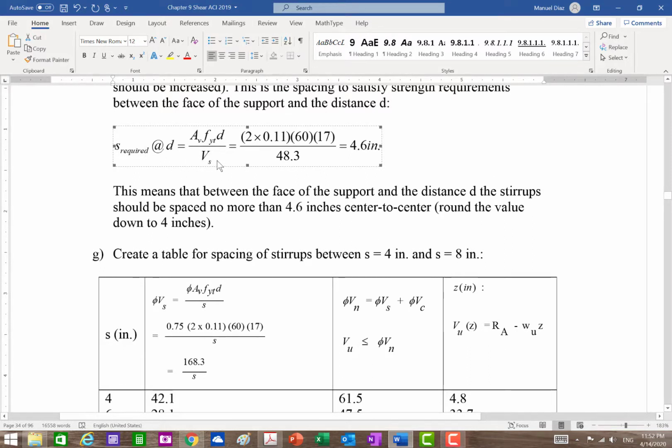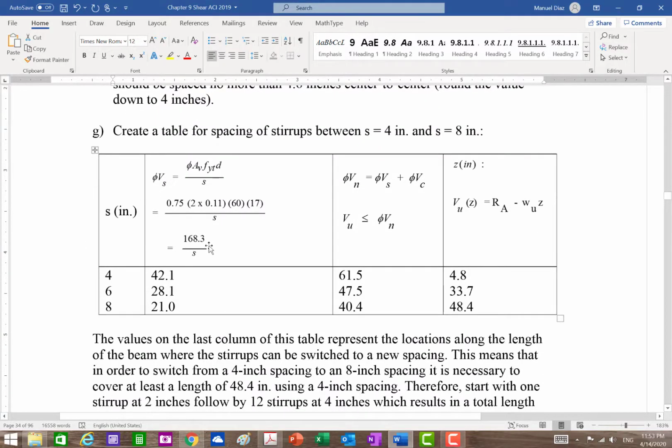And I'm going to put the S back here, but this is now any S, so it's not the required S at D, it's just S at different places, all right? So what I'm going to do is leave this formula as a function of S. Okay? So as a function of S, it will tell me how much this number is.